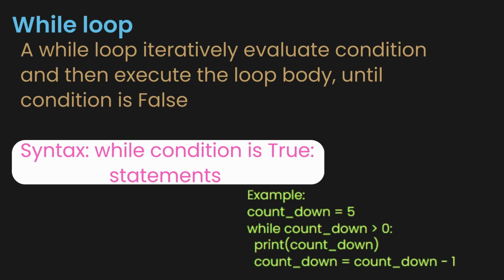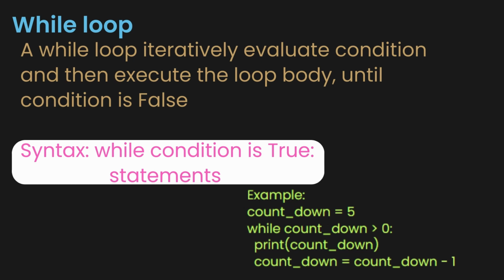The loop will continue to run, and the statements inside the loop will execute over and over again until the specified condition evaluates to false. Let's look at the syntax. You start with the keyword while, followed by the condition. After the condition, you include a colon and then, on the next line, start the body of the loop, which is indented. For example, let's say we have a countdown from 5.